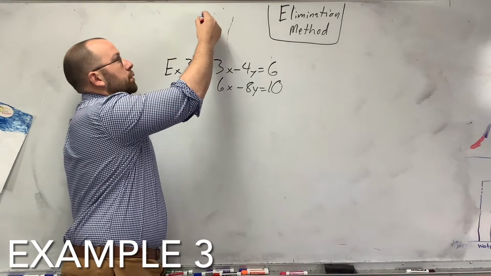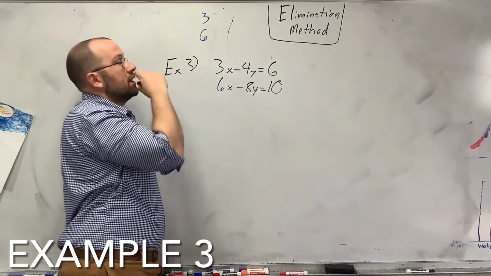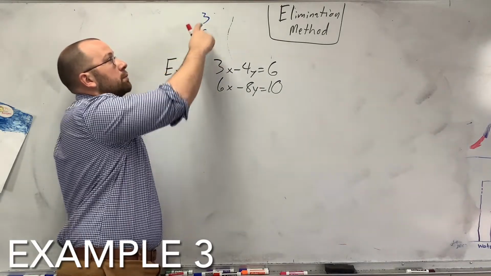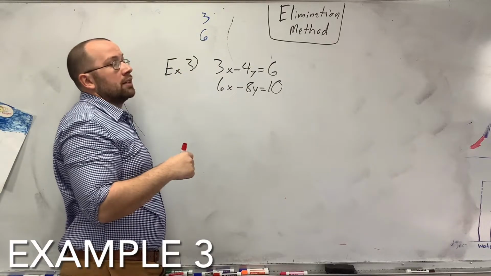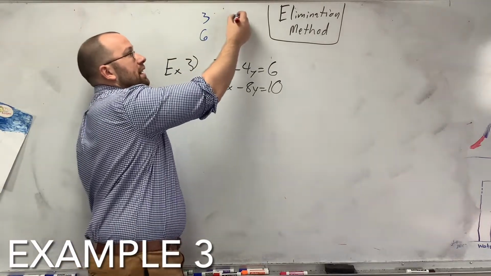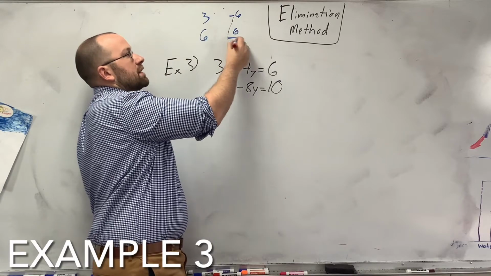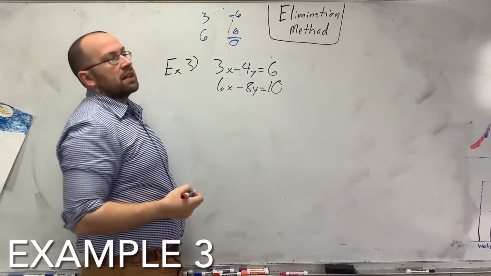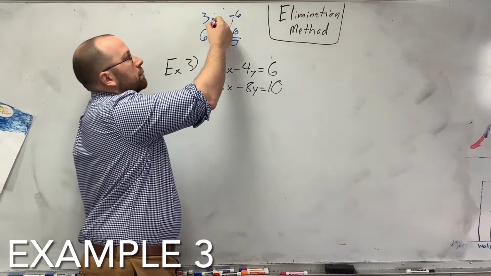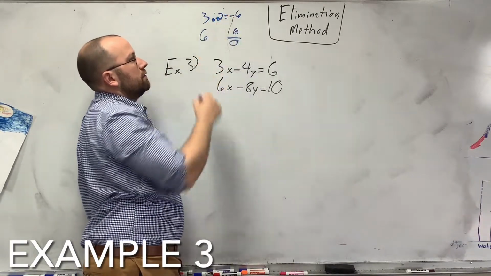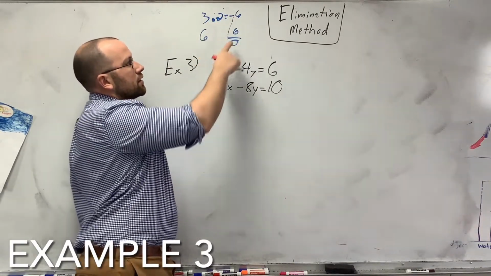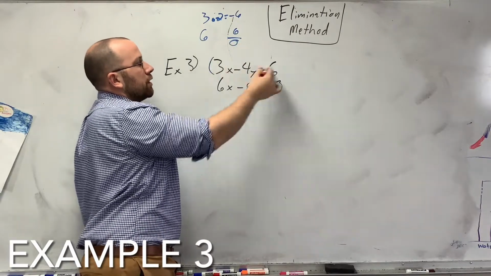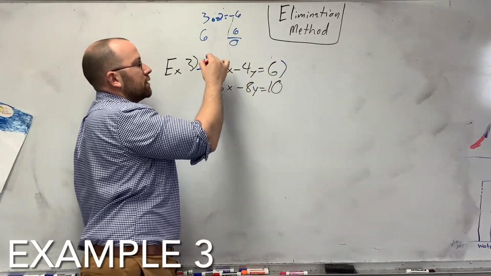Now I have 3 and 6. What is the easiest way that I can multiply 3 by something, because I need to make it negative 6 to give me 0. So I don't have to multiply this by anything. What do I have to multiply that by? Well, I have to multiply it by negative 2 to get to that negative 6 so I can get rid of them. So I multiply this whole thing by negative 2.